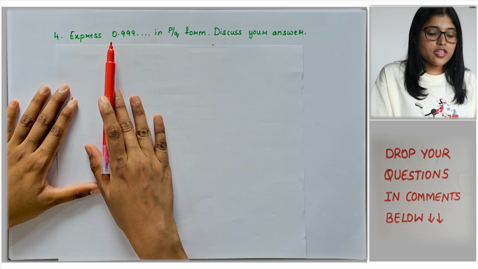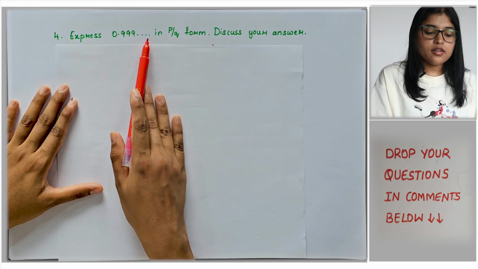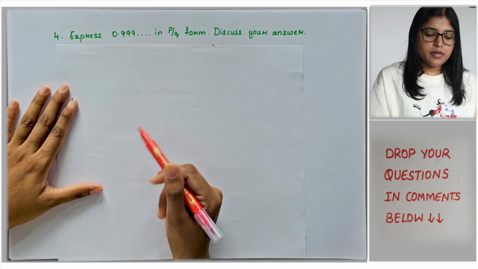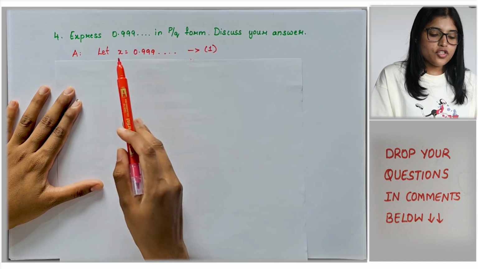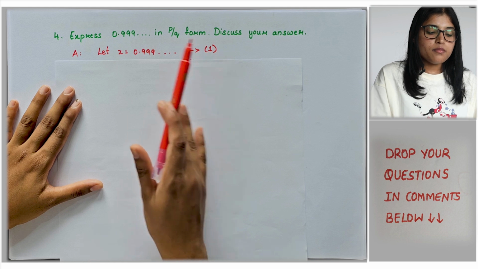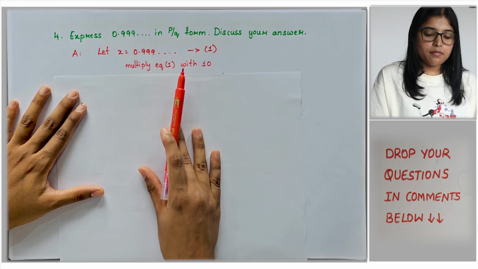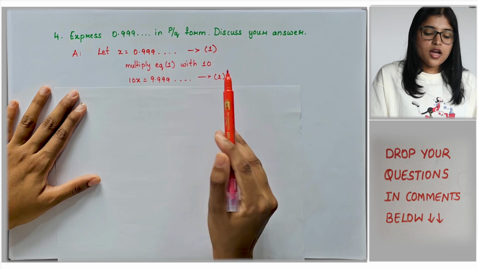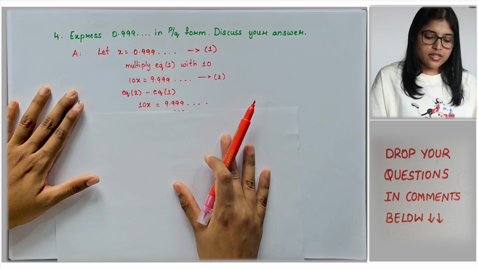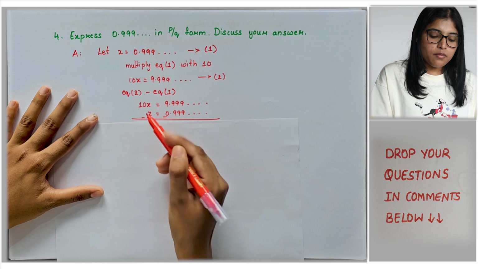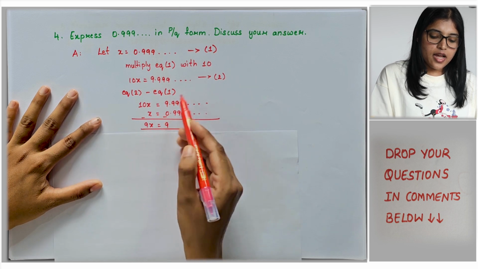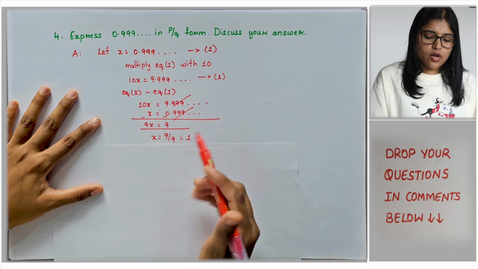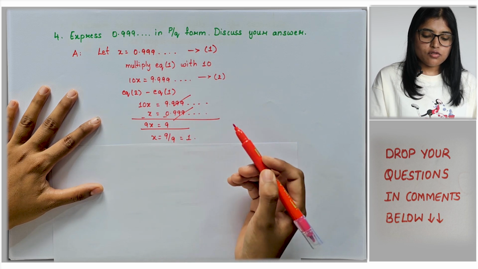Fourth question asks us to express 0.9 bar in P by Q form and discuss our answer. So let us follow the step-by-step process that we were using. We assume x is 0.9 bar. Because one number is repeating, we multiply with 10 and we get 10x equals 9.999 and so on. And now we subtract equation 2 minus equation 1, and what do I end up with? 10x minus x is 9x, and these two parts get eliminated. 9 minus 0 is 9. So x equals 9 by 9, which equals 1.